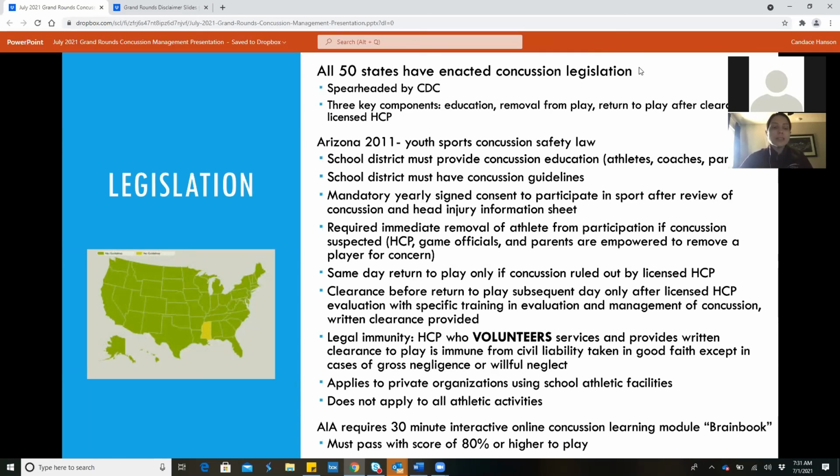Of course, not for gross negligence. So just a reminder here, if you're getting paid either in the office or to be on the sidelines, this does not qualify to have immunity from civil liability. The ability to provide care applies to private organizations using school athletic facilities as well as the schools, but does not apply to all athletic activities if not in school facilities. And then the AIA requires a 30-minute interactive online concussion learning module that's just called Brain Book.